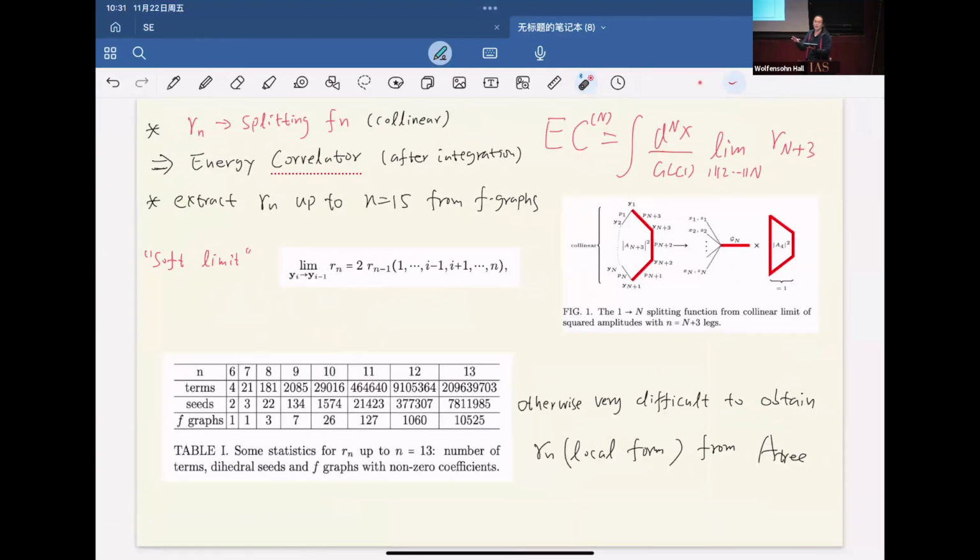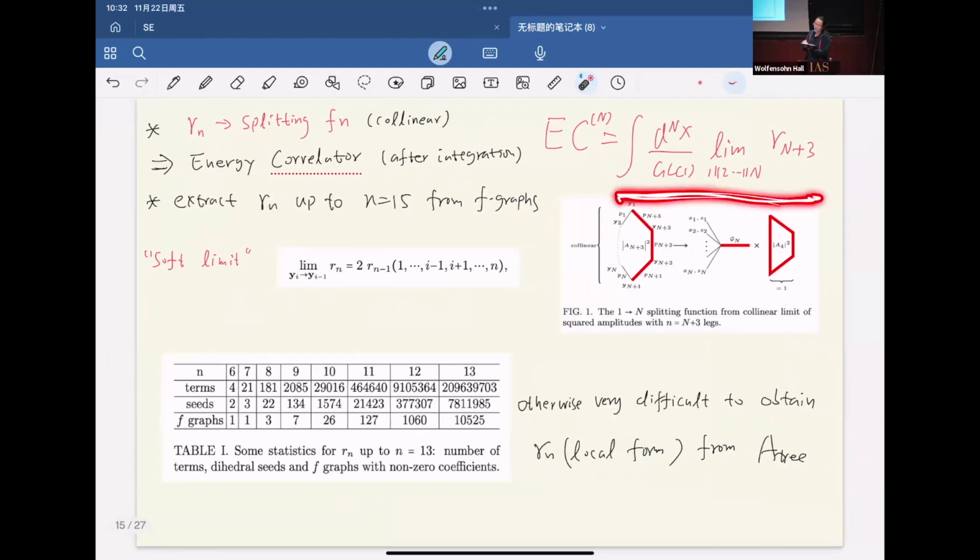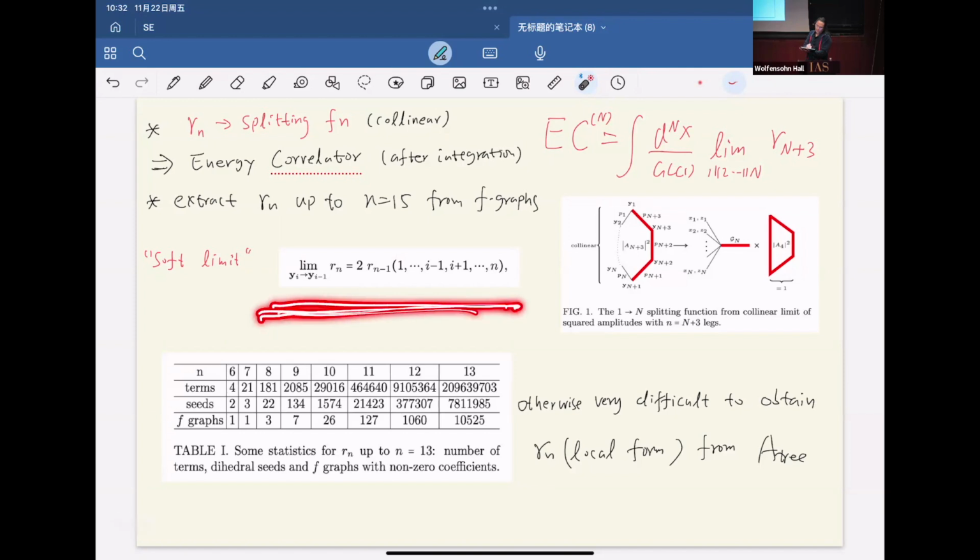And why do we care about this function from a physics point of view? Because this function is just the splitting function, the cross section in the collinear limit. It has many applications. One of them is that once you integrate over some energy variables in this object, you get the energy correlator, so the function depends on the remaining angles and so on. For example, this function has a very nice soft limit: if two of the dual points pinch, it just becomes 2 times this. This 2 comes from the square of the tree amplitudes.